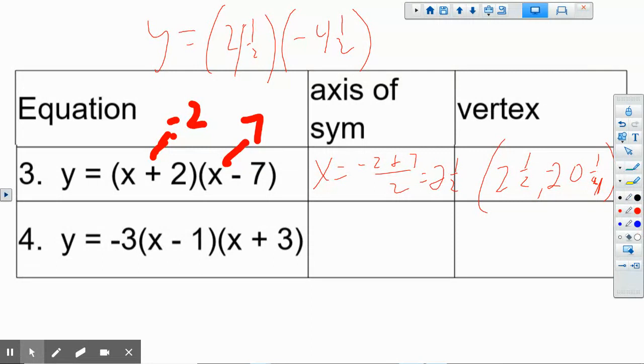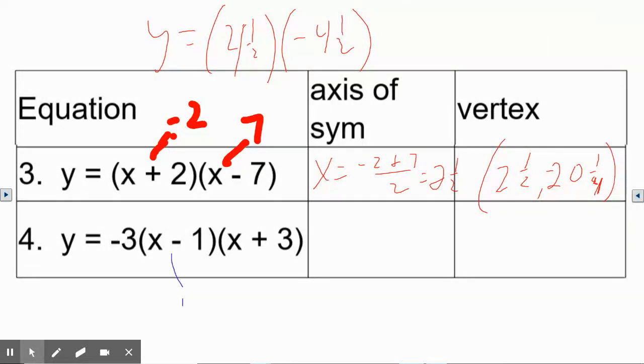All right, now let's try the other one. We've got an x-intercept of 1 and an x-intercept of negative 3. If I average 1 and negative 3, I'm going to get negative 2 divided by 2, which is x equals negative 1, which my x value is going to be negative 1.